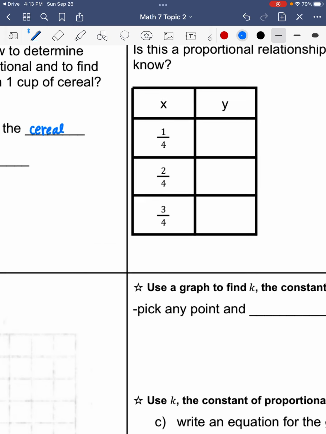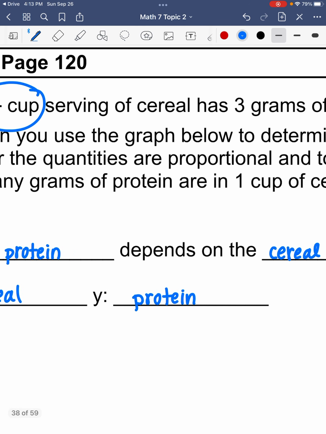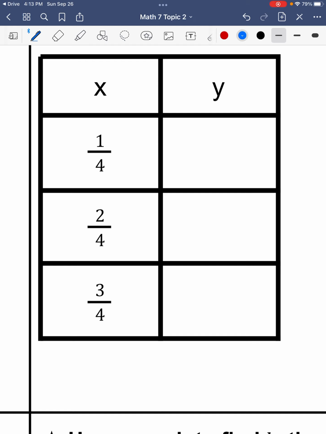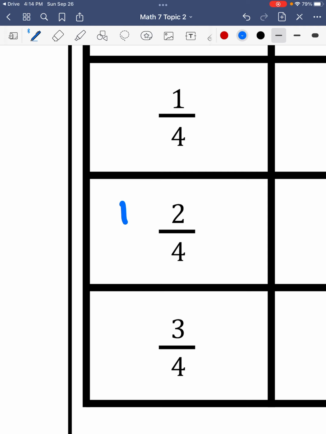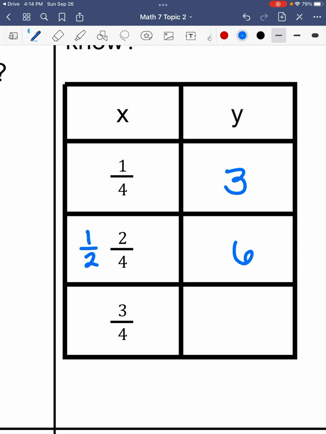So I've made a table over here, and it tells us that each 1/4 cup serving of cereal has 3 grams of protein. So there's 1/4 cup, and I know that there's 3 grams of protein. Now 2/4 cup, remember, is the same as 1/2 a cup of cereal. I just reduced that fraction. So in 1/2 a cup of cereal, there's 3 more grams of protein. So there are now 6 grams of protein. And then in 3/4 a cup of cereal, there's another 3 grams of protein. So I now know that there are 9 grams of protein.